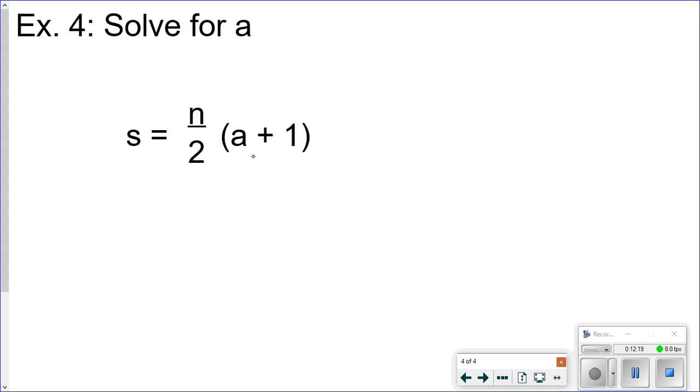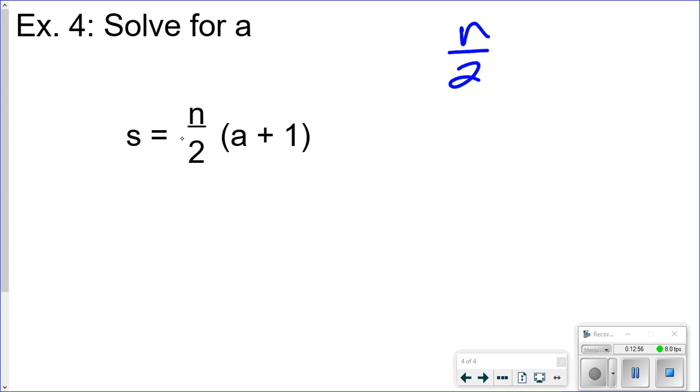So here's the way that you want to handle this. How can I get rid of this n over 2? Multiply both sides by what? I want to get rid of this. How do I get rid of that? Multiply what? Close. Yes, multiply both sides by the reciprocal of that.